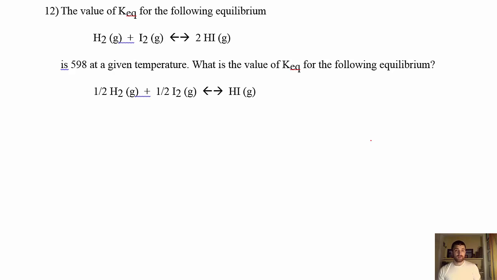12. The value of KEQ for the following equilibrium is 598 at a given temperature. What is the KEQ for the following equilibrium below? So let's think about this. We got H2 and I2 giving me 2HI, and then I got half of that reaction.